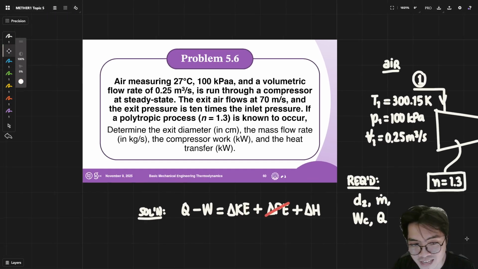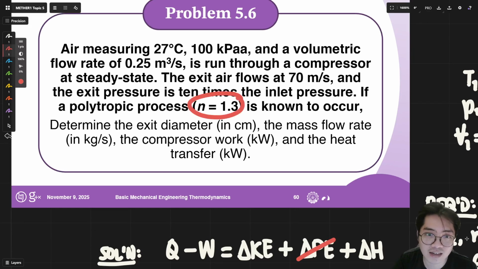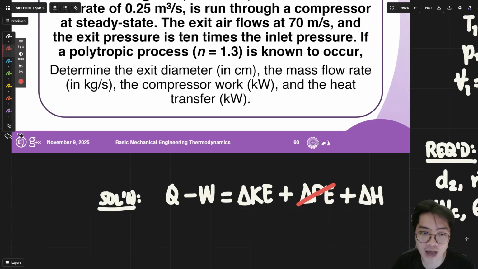The thing is here, I also cannot cancel your Q because it's not an adiabatic process. It's not an isentropic process. So I don't know if there is Q. I don't know if there is no Q. Most probably there is. I don't know how much. And just like what we've said before for topic 2, it's usually the last thing that you're going to see.